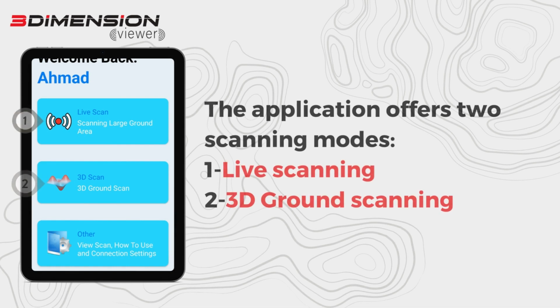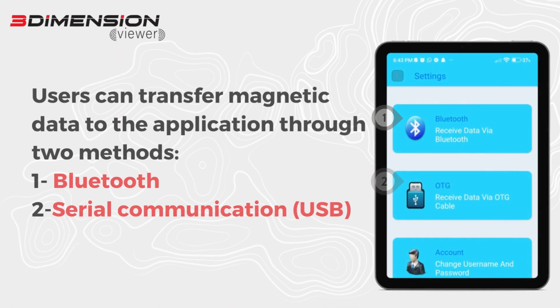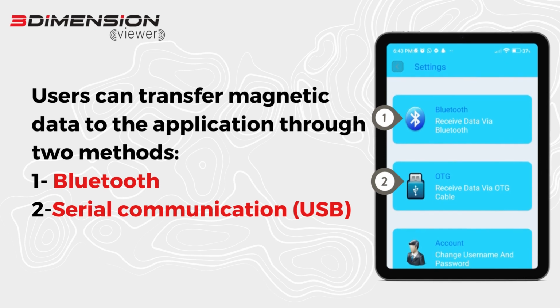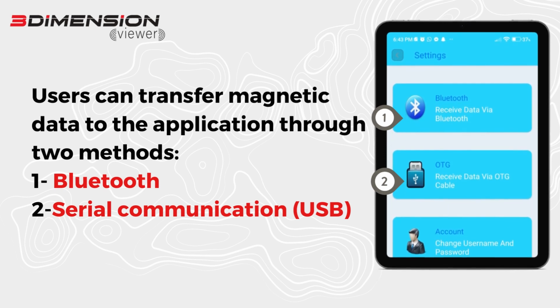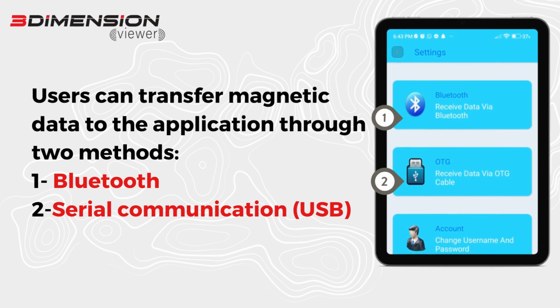The application offers two scanning modes: 1. Live scanning, 2. 3D ground scanning. Users can transfer magnetic data to the application through two methods: 1. Bluetooth, 2. Serial communication, USB.